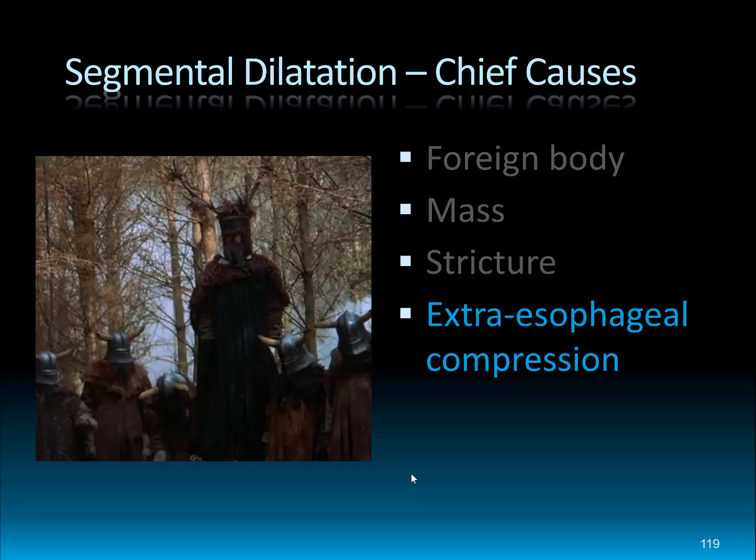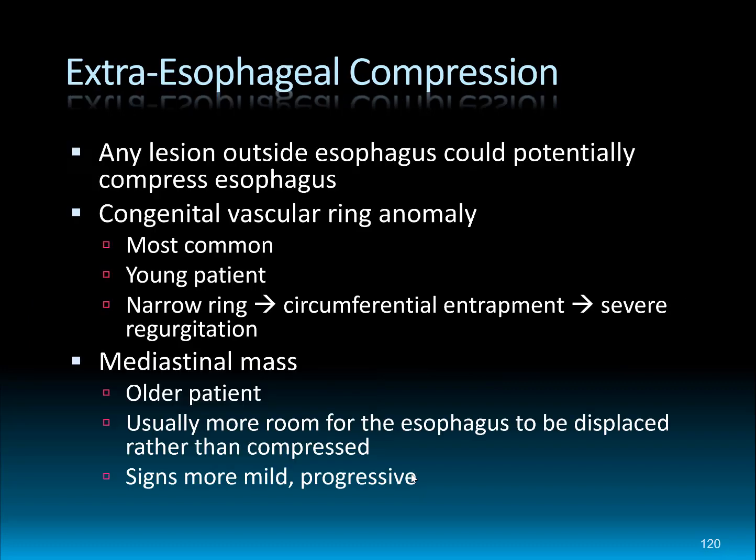I talked previously about a number of causes of extraesophageal compression. So any lesion outside the esophagus can do this. Congenital vascular ring anomalies are certainly the most common in our veterinary patients. We see them in young patients, and basically a narrow ring caused by this odd vasculature will entrap the esophagus, compress the esophagus, and result in regurgitation that usually gets diagnosed or at least noticed as the patient is weaned and goes from a 100% liquid diet to eating more solids that now can't pass through that markedly narrowed esophagus.